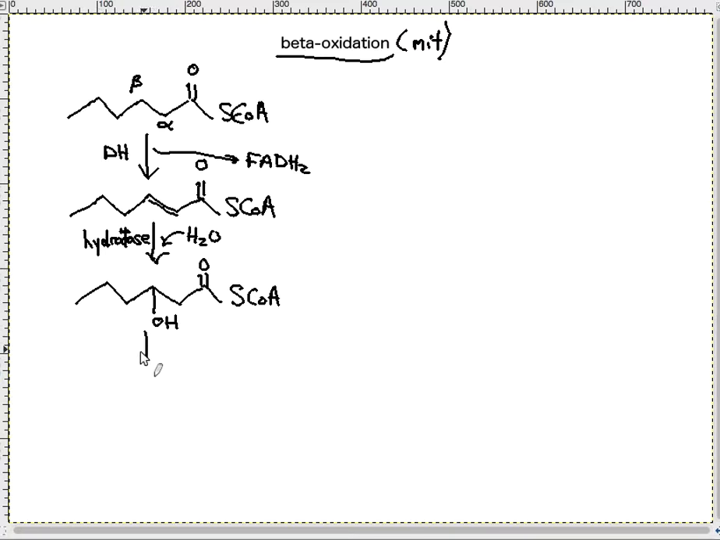Okay, the next thing we're going to do is we're going to oxidize that alcohol group that we've just added to our carbon chain from an alcohol to a carbonyl. And this is done again by another dehydrogenase enzyme. And since we're oxidizing this alcohol, we can reduce something else. And in this case, we have enough reducing power to put a hydrogen onto NAD to make NADH.